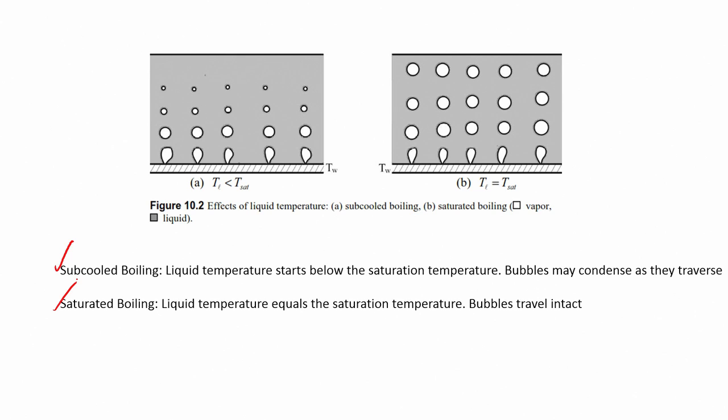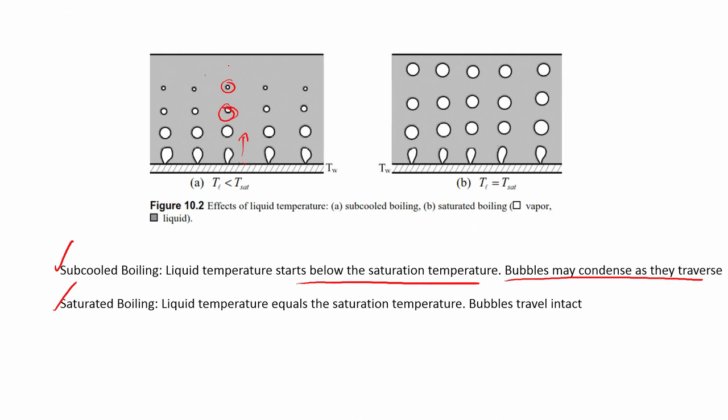Now, what is subcooled boiling? Subcooled boiling is when the liquid temperature starts below the saturation temperature. So, the bubbles grow on the surface, detach, but then become smaller and condense as they traverse. So, the liquid temperature is below the saturation temperature. Essentially the bubble grows, detaches, becomes smaller due to condensation and then just goes off, right.